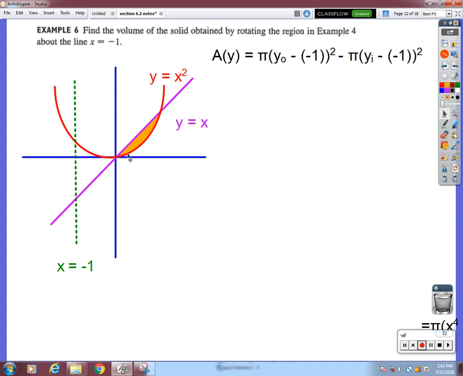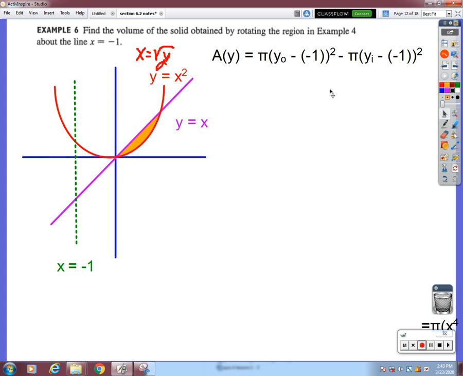So in this case, that's y equals x squared, minus the axis of revolution, which is -1. And then for my inside one, I'm going to go pi times the inner curve, which is this guy right here, again, minus the axis of revolution. But notice that our axis is x equals -1, so to be consistent, we have to change these to x equals also. Y equals x is already set up for that. That just means x equals y. But this one we're going to rewrite as x equals the square root of y.